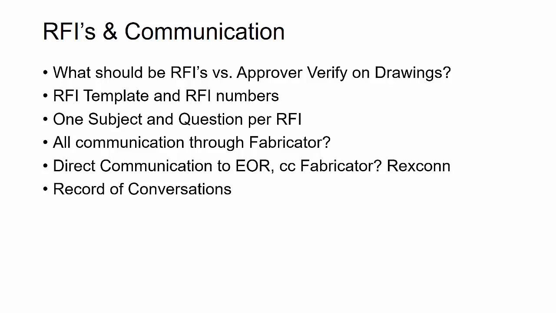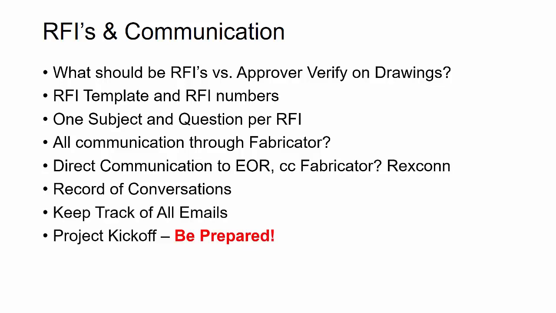Just like you assign numbers to the RFIs, you should assign a number to an ROC, or a record of conversation. And keep track of all the emails on the project, especially if decisions or directions are made via quick emails. Keep track of all of that. And then at the project kickoff, now, this is a really important thing here in communicating with the fabricator.